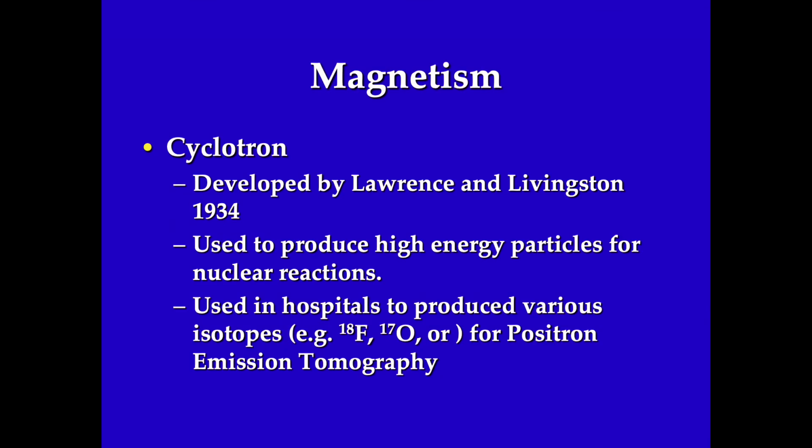Another application is the cyclotron, which was developed by Lawrence and Livingston at Berkeley. It was used to produce high energy particles for nuclear reactions at the time, but now they're used in hospitals to produce various isotopes for doing PET scans. These isotopes are very short-lived, because you inject them into the person's body so you can do the scan. These are like F18 and O17. These are isotopes that have a short lifetime.